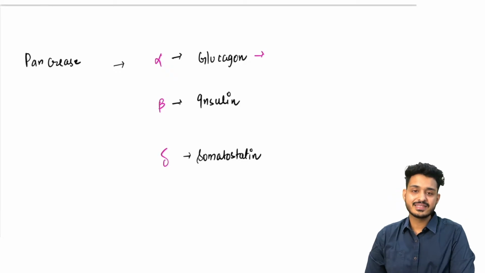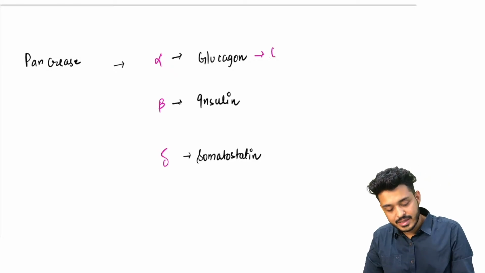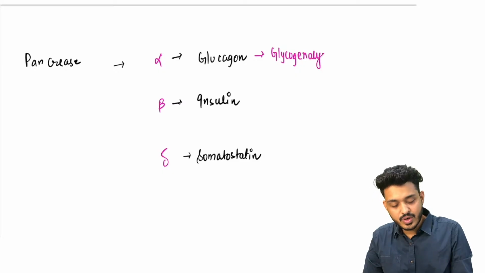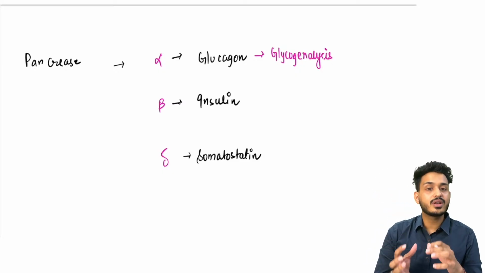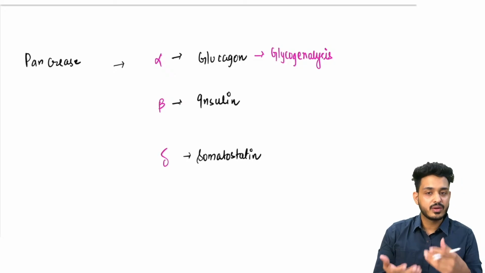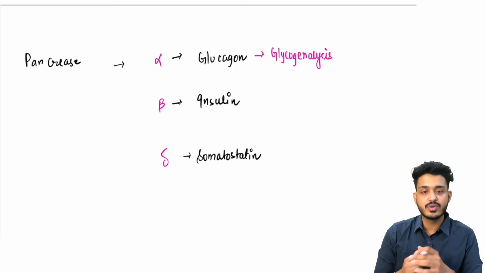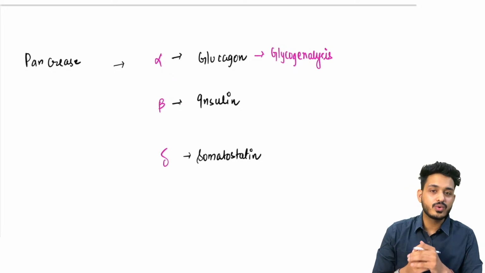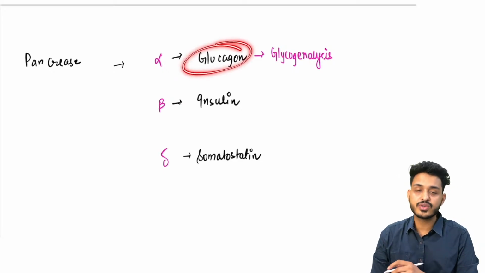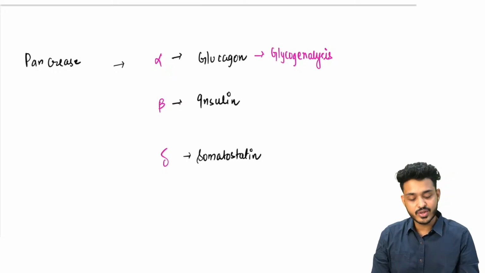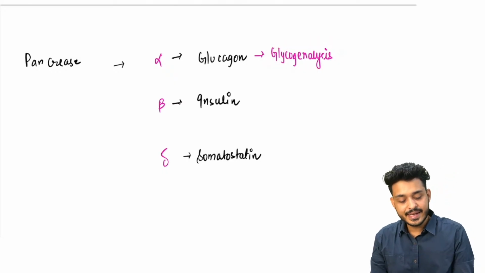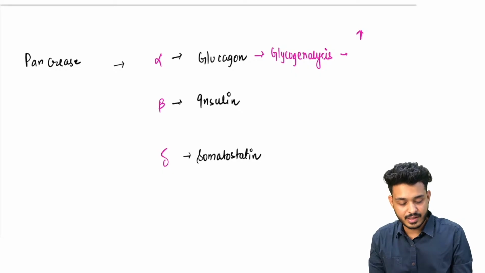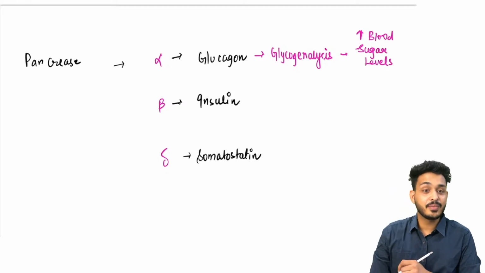Alpha cells will be releasing glucagon, and this glucagon is responsible for glycogenolysis. It is going to do what? Glycogenolysis. Glycogen is what? Glycogen is the storage form of glucose, right? Whenever your body has low glucose, what will happen? This glucagon is going to come into action, and it is going to do what? Glycogenolysis, leading to an increase in the blood sugar level. It is going to increase your blood sugar levels, right?